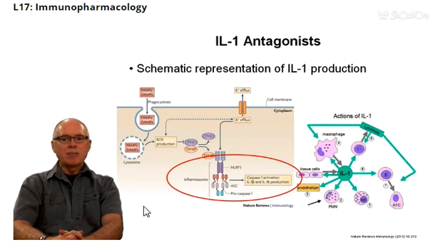IL-1 activates a number of cell types such as B and T cells and NK cells, as shown on the figure to the right. This leads to an inflammatory environment and induction of arthritis. These IL-1 antagonists block the inflammatory pathway.